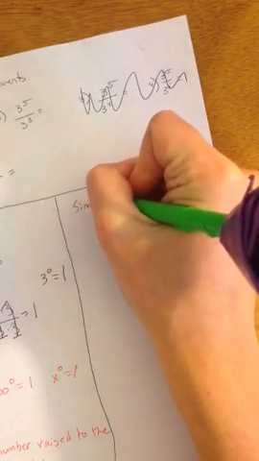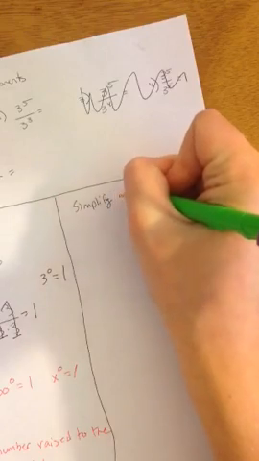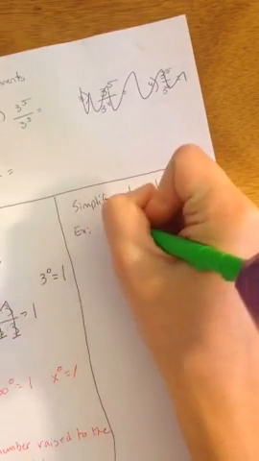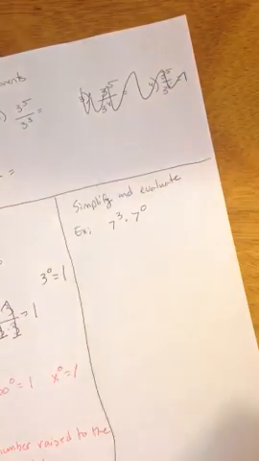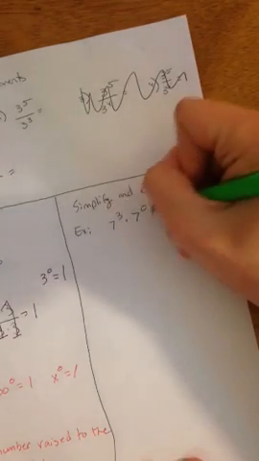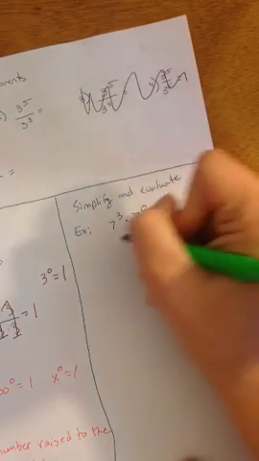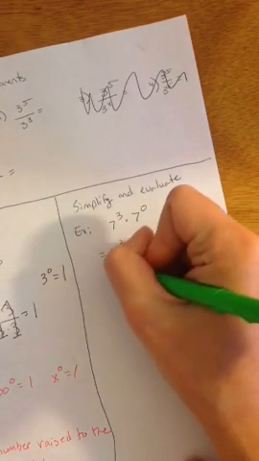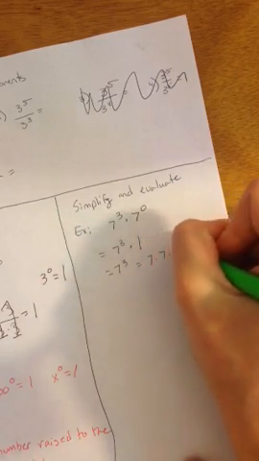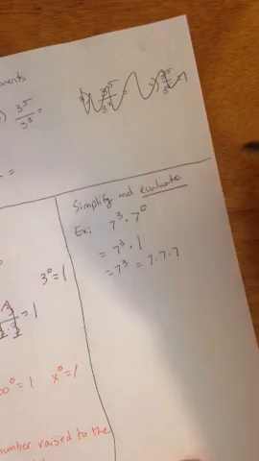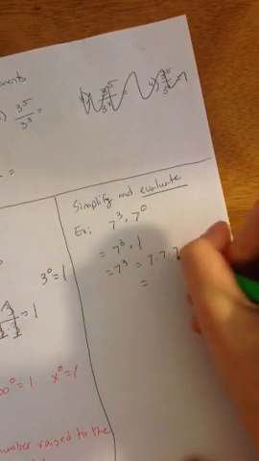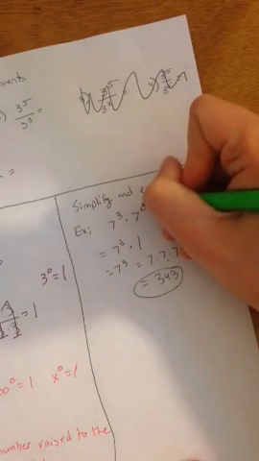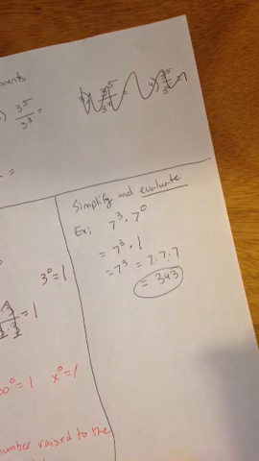So simplify and evaluate. So if I look at the example, 7 cubed times 7 to the 0. Okay. Anytime I see something to the 0 power, I'm going to write it as 1 first. So this is really 7 cubed times 1. Okay. And then 7 cubed times 1 is just 7 cubed, which you all know is 7 times 7 times 7. And since it says evaluate, I want an actual number answer. So 7 times 7 times 7 is 343. Okay, so I dealt with my 0 power first, and then dealt with everything else that I knew about.